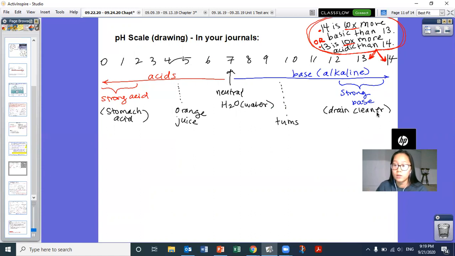And those things are all dangerous to come directly in contact with. So if we ever work with them in lab, when we go back in person, we're going to be wearing protective gear like gloves and aprons to make sure that they don't get on our skin, because it can actually burn you.